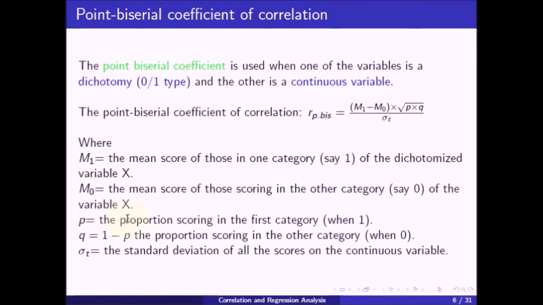p is equal to the proportion scoring in the first category, when 1, and q is equal to 1 minus p, the proportion scoring in the other category, when 0. Sigma t is the standard deviation of all the scores on the continuous variable.